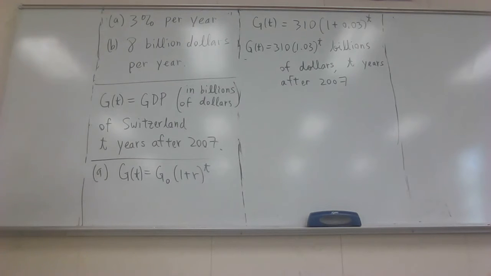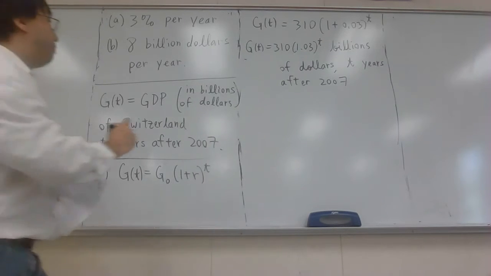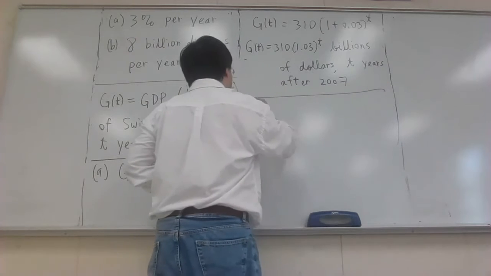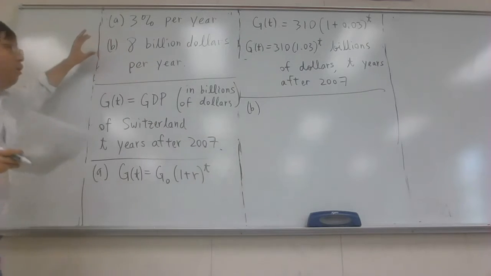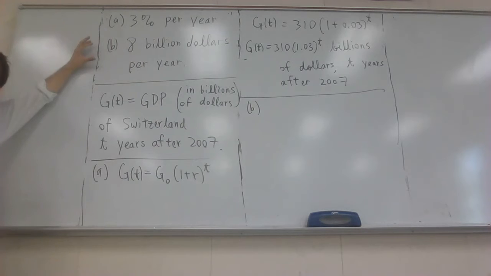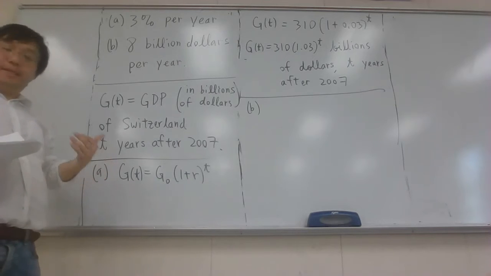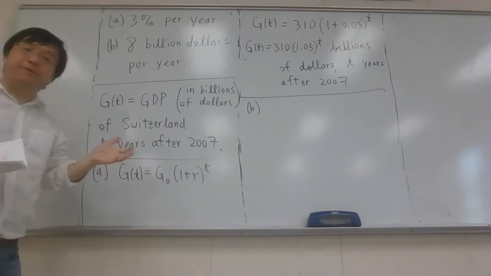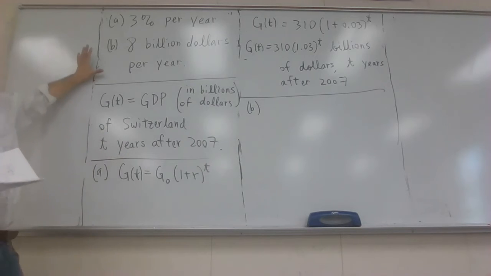Okay, any questions? Okay, so now let's do part B. In part B, we're asked to assume instead that the GDP is increasing by $8 billion per year. So every year, the GDP increases by the same amount, which is $8 billion.